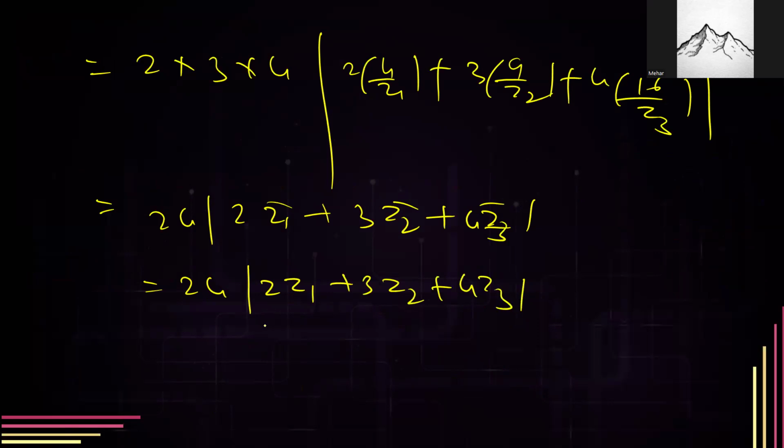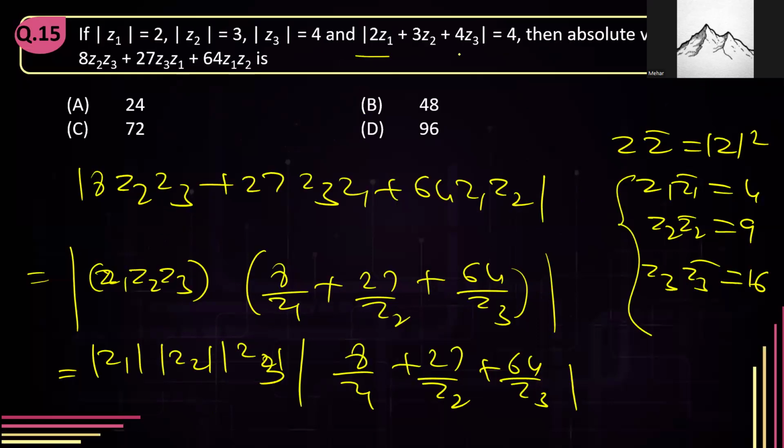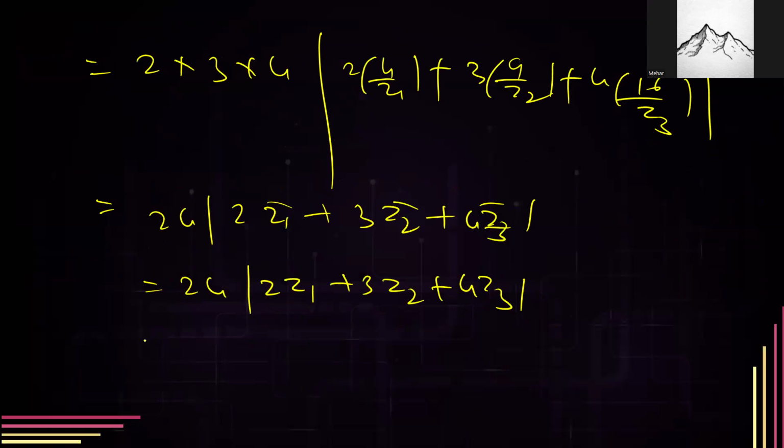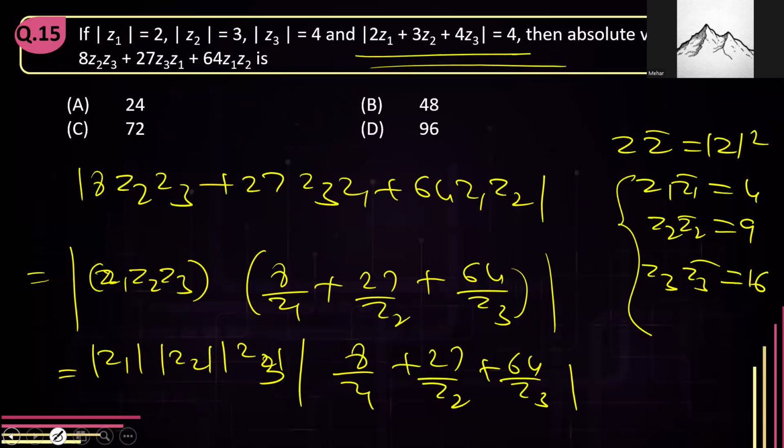So let us write this. And this value is already given to us as 4. So let us put 4 here. Then you get 24 into 4. So 96 would be the right answer for this. So that is option D.